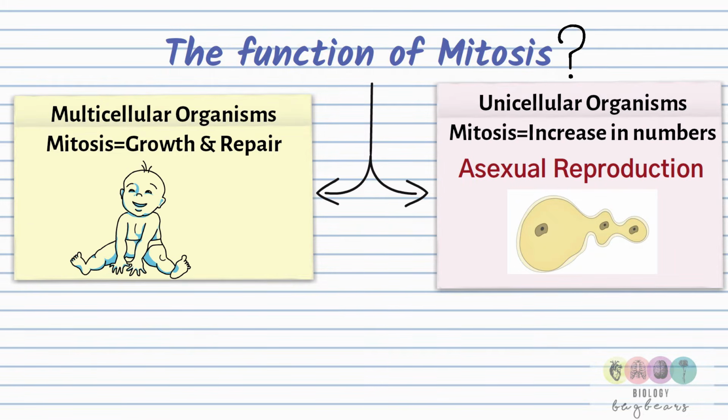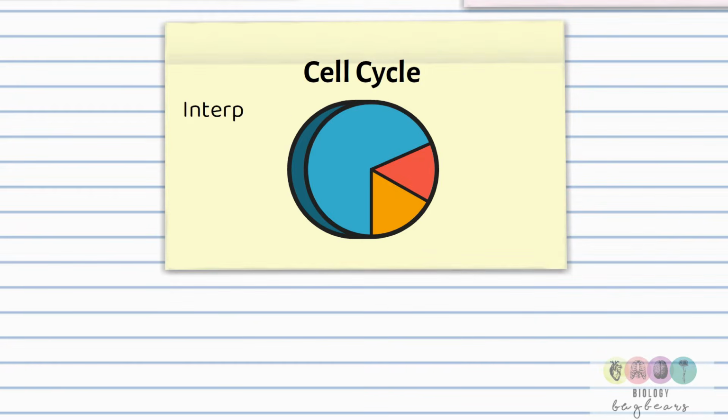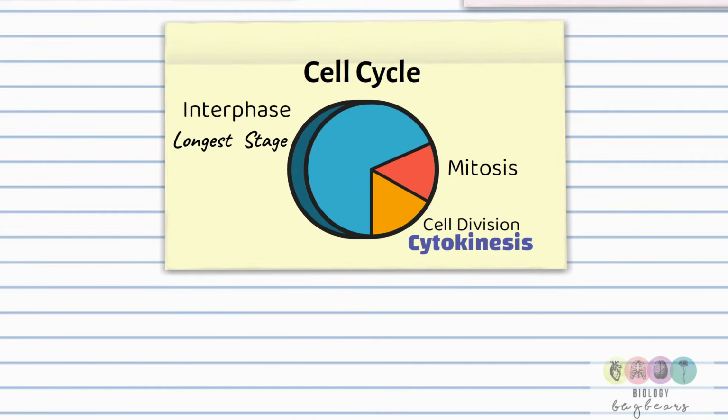To fully understand mitosis, it's important to know something of the cell cycle. So the cell cycle is made up of interphase, then there's mitosis, and then cell division, otherwise known as cytokinesis. Interphase is the longest stage or the longest part of the cell cycle. It's really important to know that.